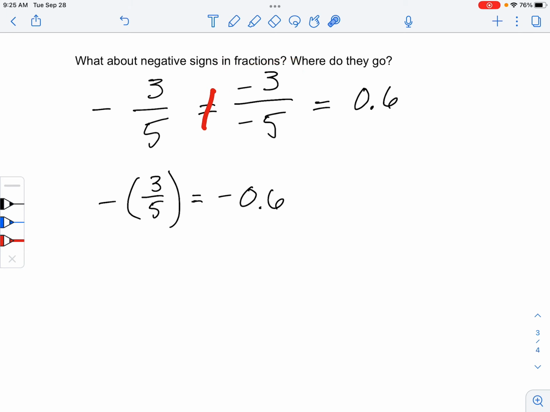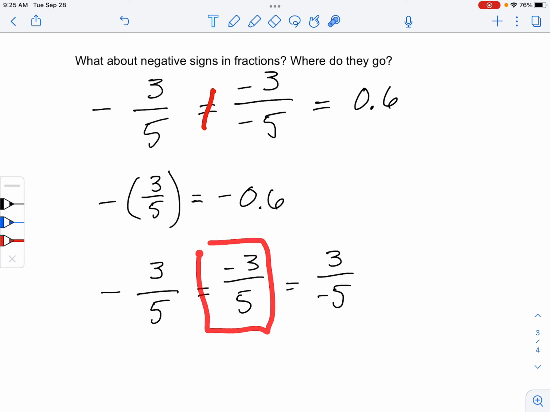When you see that negative sign out front, -3 divided by 5, what that really means is we can think of that negative sign as being on either the 3, so we could have it written like this, or on the 5. So a negative out front is the same as a negative on the 3 or a negative on the 5. It is one negative sign that's being applied to that fraction.